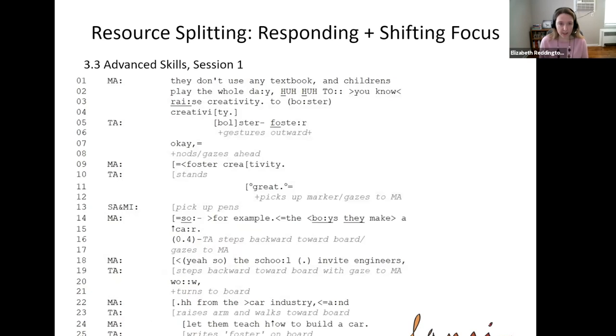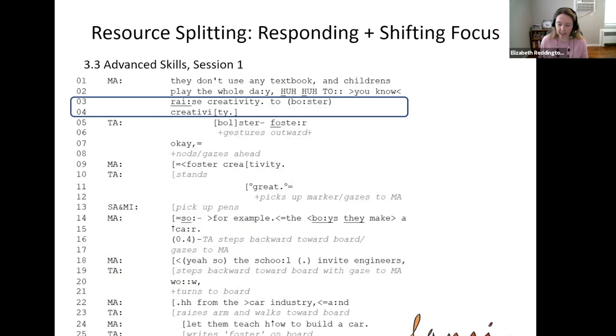So if we look at lines 1 to 3, we can see that after describing the educational practices at the non-traditional school, Maya then states their purpose, to raise creativity. She then provides an alternative formulation, hearable as "boster creativity." The teacher orients to that non-standard pronunciation, offering two possible verbs to fit the phrase. She does that in line 5, bolster and foster. And Maya repairs the phrase with the teacher's second suggestion, which is "foster creativity." She does that in line 9.